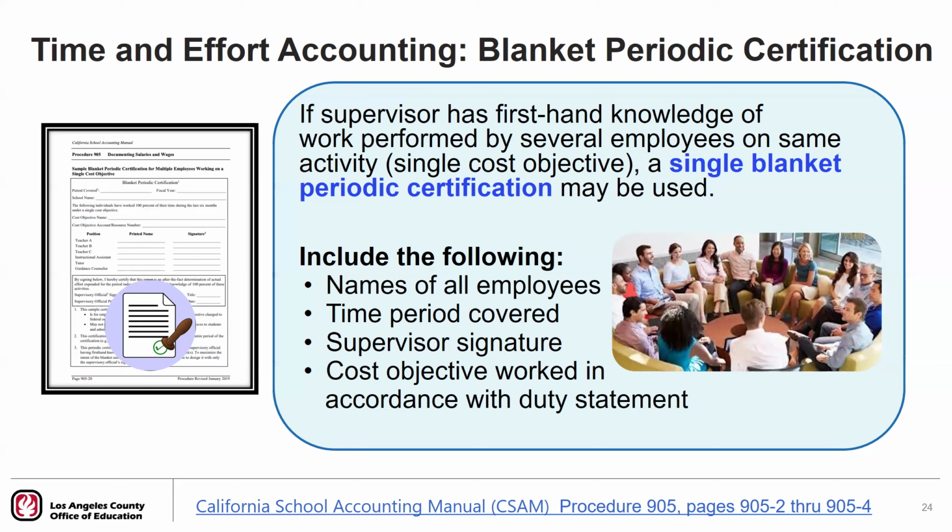So an example of this might be a state-funded teacher, or many state-funded teachers, who attended a professional development series after contract hours and received a stipend from Title II funds. The names of all, say, 20 teachers with all other required information such as the activity description, dates, and the time period, and the supervisor's signature would be included on a blanket periodic certification.